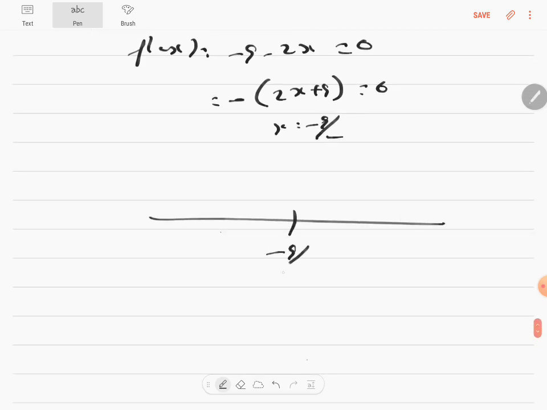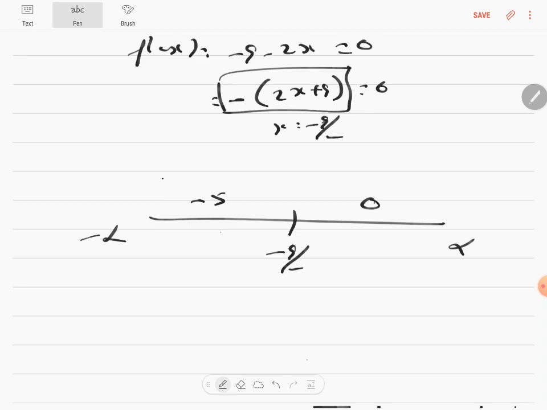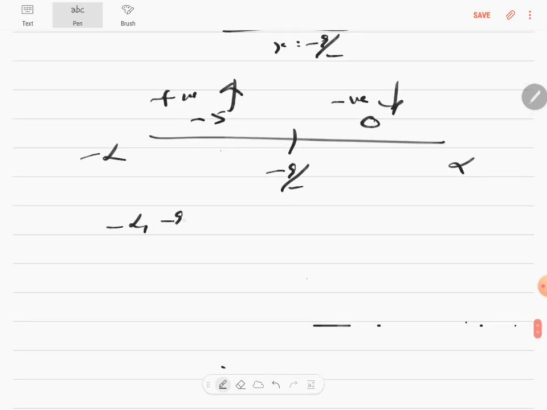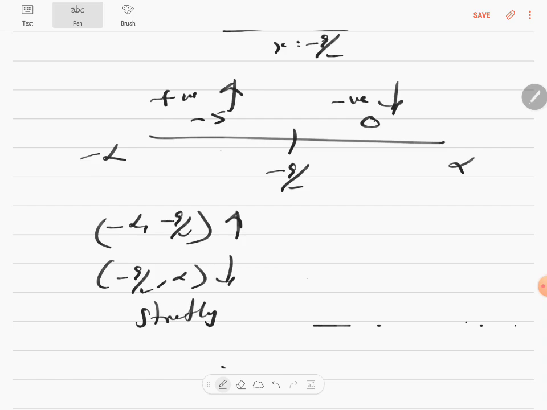Take that and put it here, it is minus 4.5. So the minus 5 and a 0, minus infinity, plus infinity. I'm going to substitute this in the slope, and which is the slope? This is the slope. Putting minus 5, 5 2s are 10, negative, negative, positive, so it is increasing. Putting 0, it's negative, decreasing. So minus infinity till minus 9 by 2 open bracket, it's increasing. Minus 9 by 2 till infinity, it is decreasing. This is the answer for strictly. Otherwise, you know what to do.